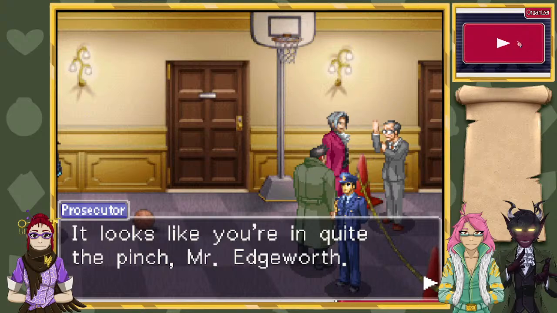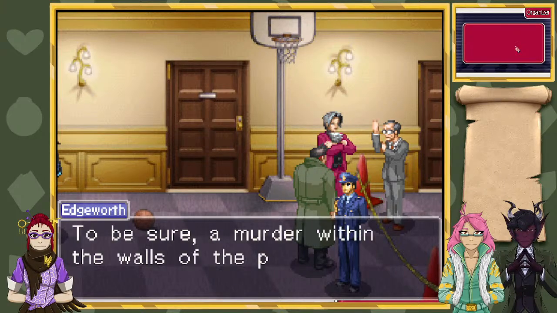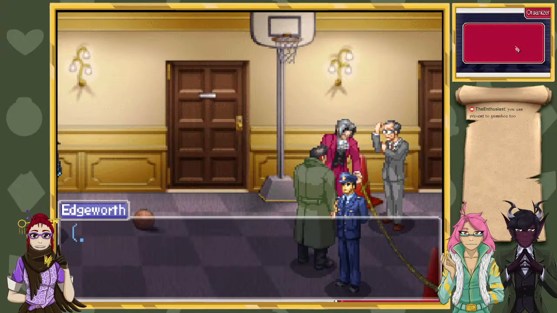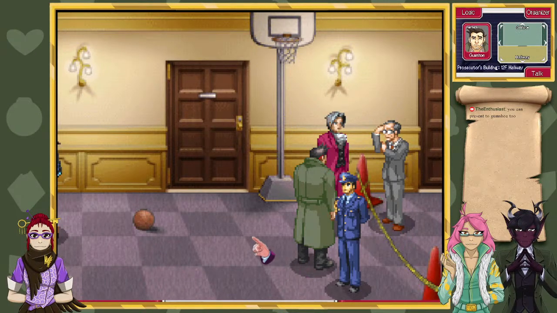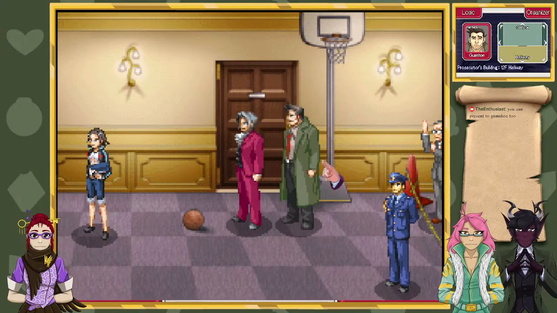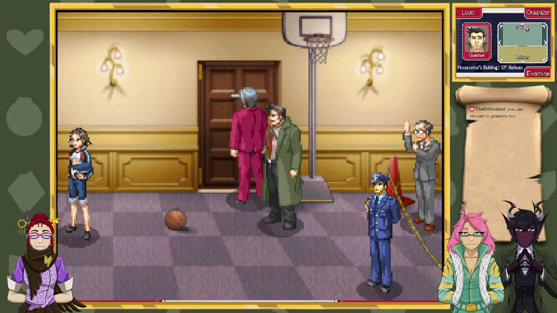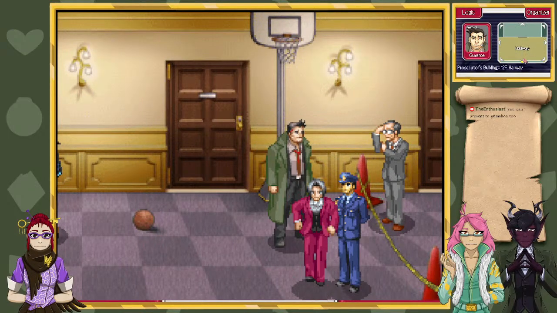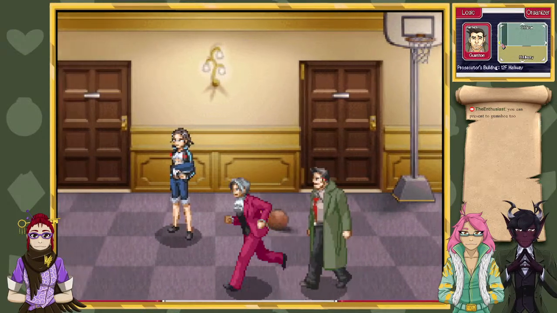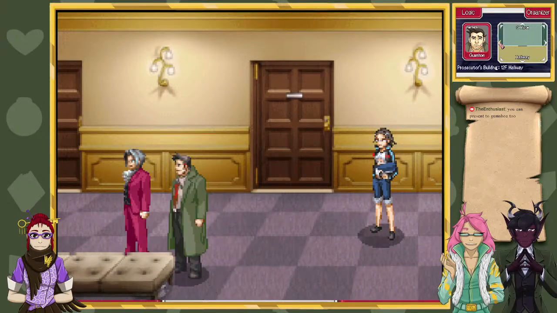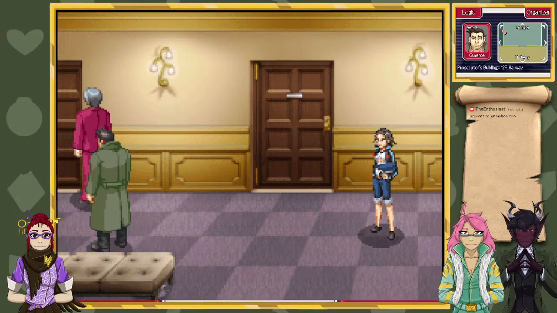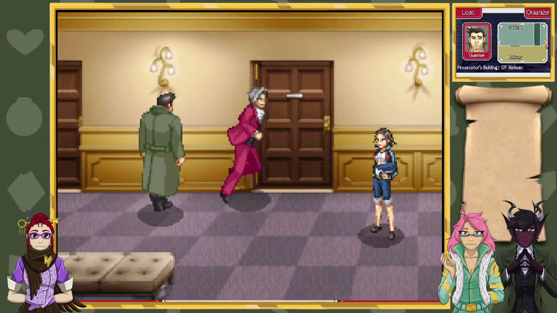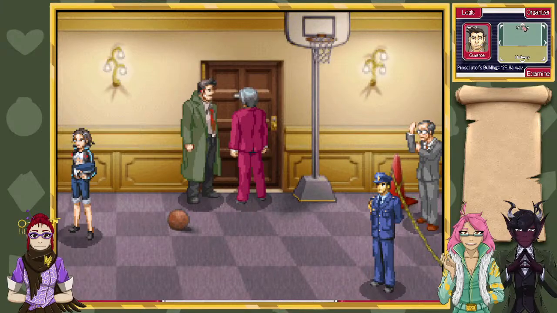It looks like you're in quite the pinch, Mr. Edgeworth. Nah, we already heard this. Mm-hmm. I examined that. Did that. Nothing. I did that. Can I examine this door? No. Try to open the door of the other prosecutor. I can't use the key on it, can I?